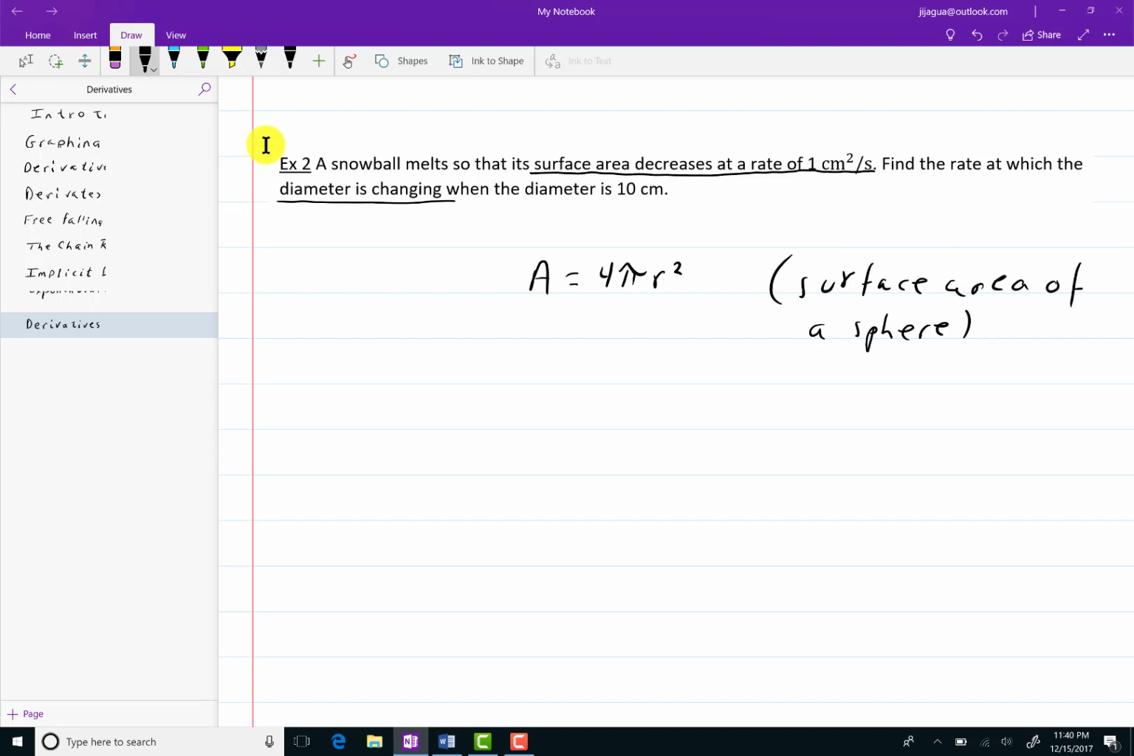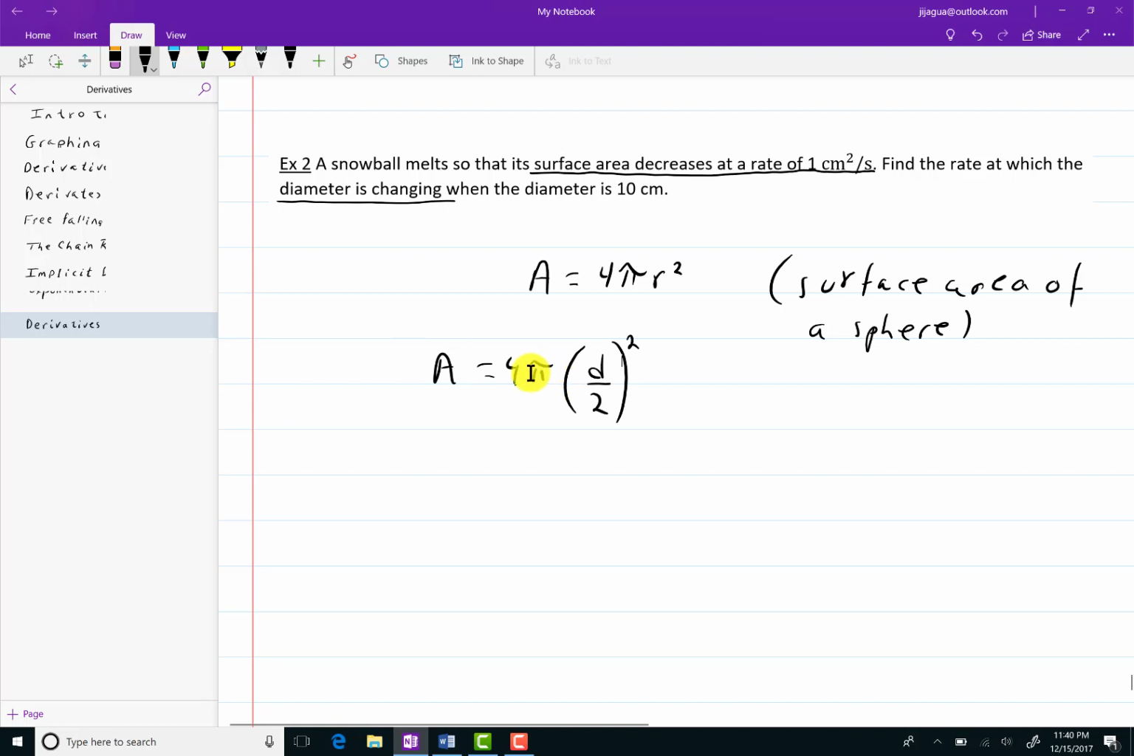So this is the thing that will be doing the changing. I somehow need to connect that or relate its changing to the changing of the diameter. Well, I do know this, that the radius is 1/2 of the diameter. So I get 4 pi (d over 2) squared.